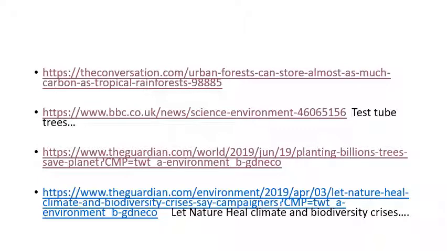You can have a look at how we are growing trees in test tubes so that we can actually hold on to their genetics in case we get a situation where certain species of trees become extinct in the future. There's a link on there to an article looking at how urban forests are just as important as rainforests in this scheme. And you can also have a look at that Guardian article looking at planting billions of trees to save the planet.